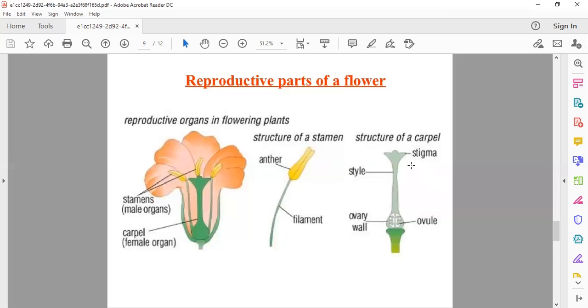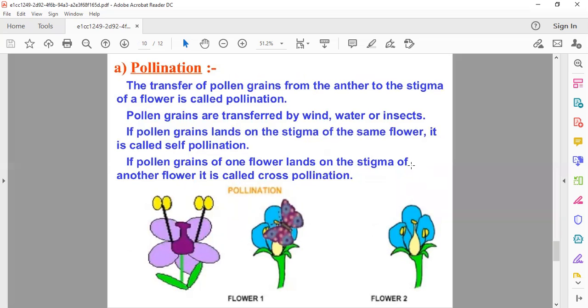Next, today we'll study pollination. What is pollination and how does it take place? We have already read that pollen grains are present in the anther, and these pollen grains are transferred from one flower to another flower. First of all, before starting the concept, you should know the definition of pollination. Pollination is the transfer of pollen grains from the anther to the stigma of a flower.